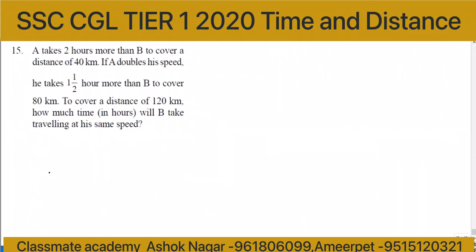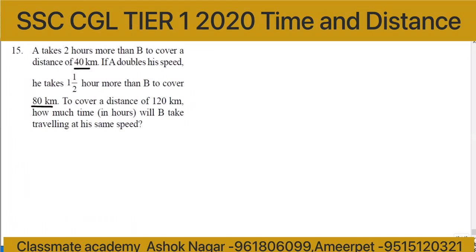A takes 2 hours more than B to cover a distance of 40 kilometers. If A doubles his speed, he takes 1.5 hours more than B to cover a distance of 80 kilometers. Here he says 40, here he says 80. To cover a distance of 120 kilometers, how much time will B take traveling at his same speed?